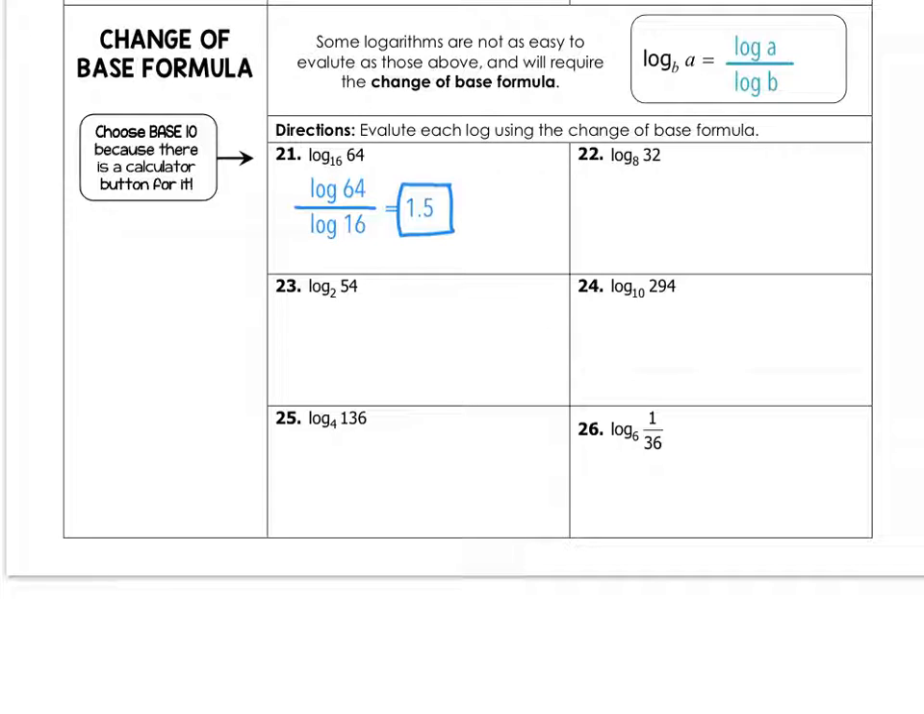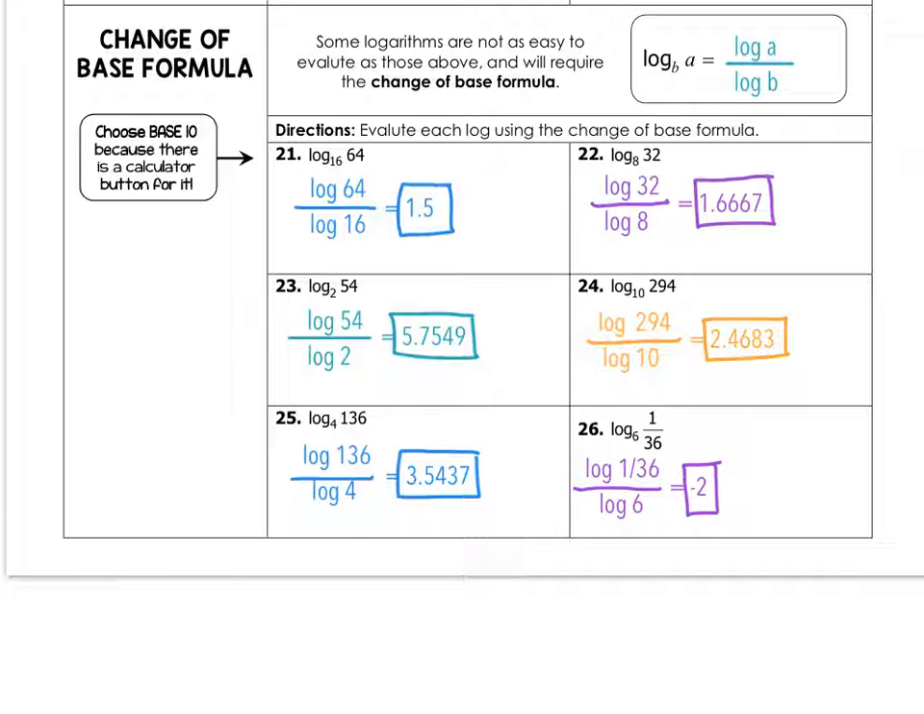So what I'd like you to do is using the change of base formula, try these 5 remaining problems and remember to round to 4 decimal places. Go ahead and pause the video now. Alright, so look over these answers, compare them to yours, the setup and the answer, and if you didn't get that and you can't figure out why, make sure you mark it and we will talk about it when we discuss this lesson.